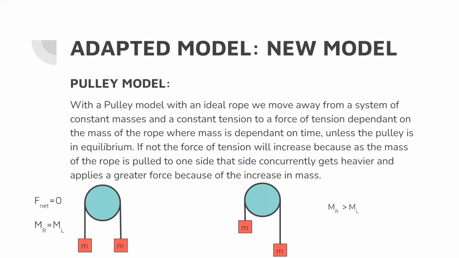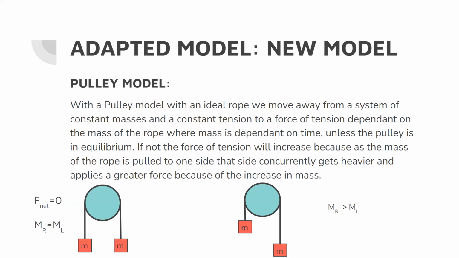For an adaptive model, using a pulley model with an ideal rope, we move away from a system of constant masses and constant tension to a force of tension dependent on the mass of the rope, where the mass is dependent on time itself. Unless the pulley is in equilibrium, the force of tension will increase, because as the rope is pulled to one side, that side concurrently gets heavier and applies a greater force because of the increase in mass. And this is how we'll end up with differential equations within our force calculations.